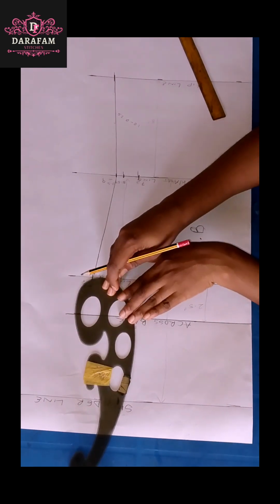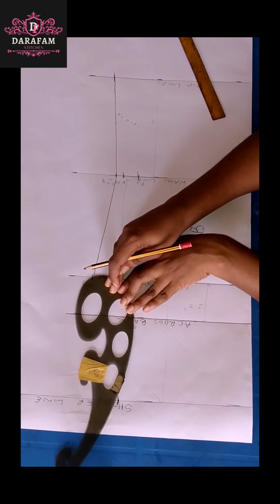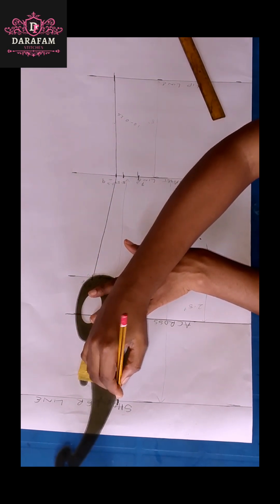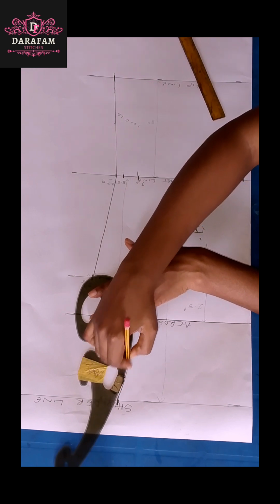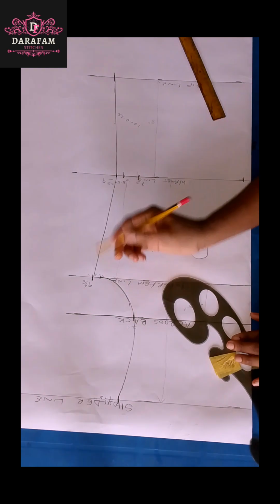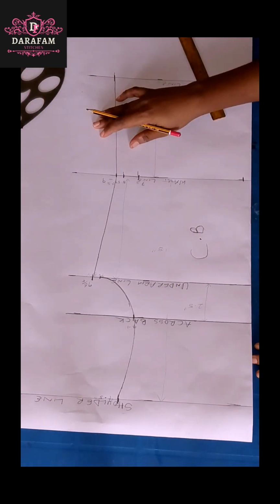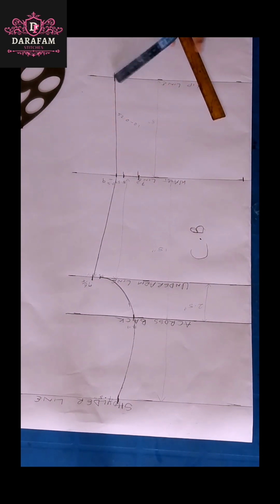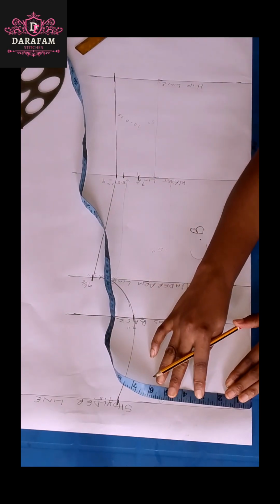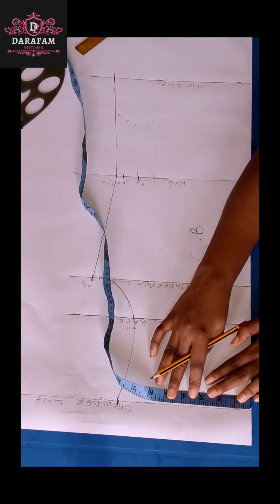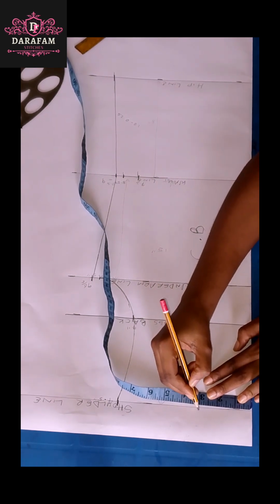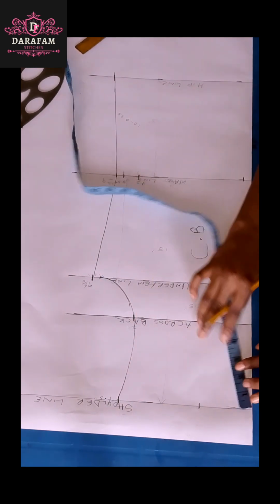That's how we'll get our armhole curve line. So you can see that's our armhole. The next thing I'll do now is to bring out the neck. I'm using 3 inch by 1 inch for the back.